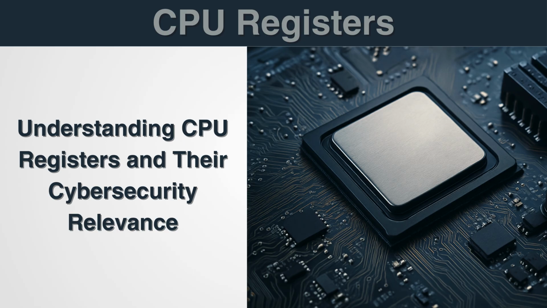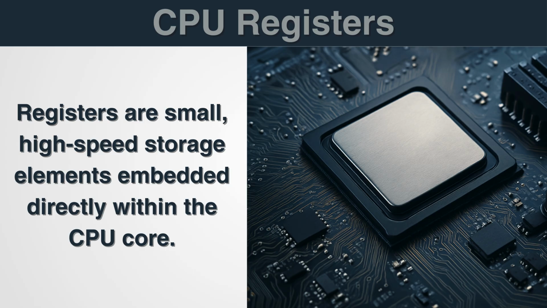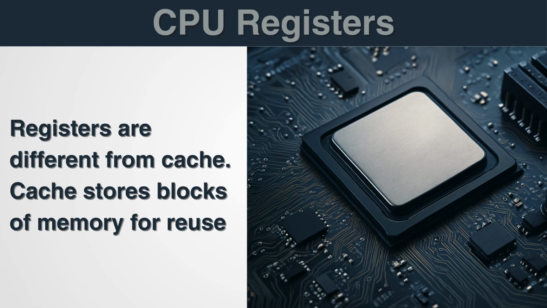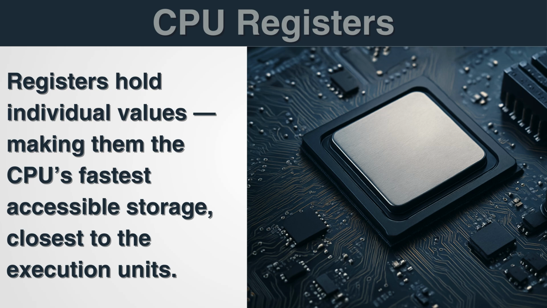Another component to be aware of are the CPU registers. Registers are small, high-speed storage elements embedded directly within the CPU core. They hold operands, addresses, control information, and results used in the execution of instructions. Unlike cache, which stores blocks of memory for reuse, registers hold individual values, making them the CPU's fastest accessible storage, closest to the execution units.